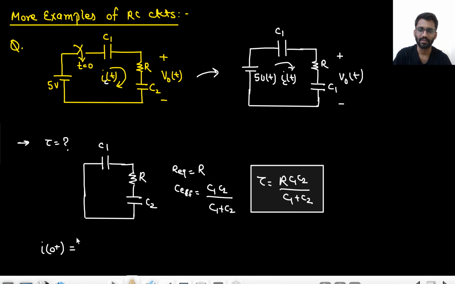Okay, instead IC we should say. So IC at t equals 0 plus, what will be the value? C1, C2 both will be shorted. The value will be 5 by R. It is not infinity. So 5 by R ampere.